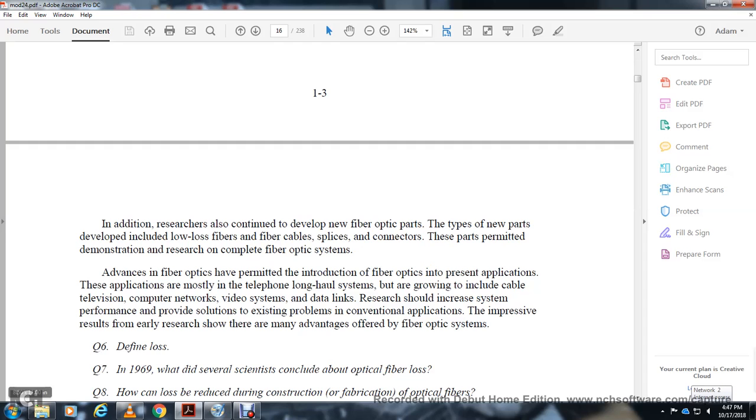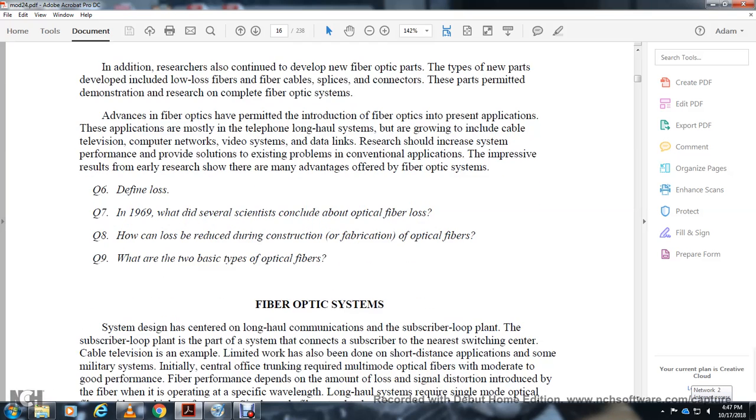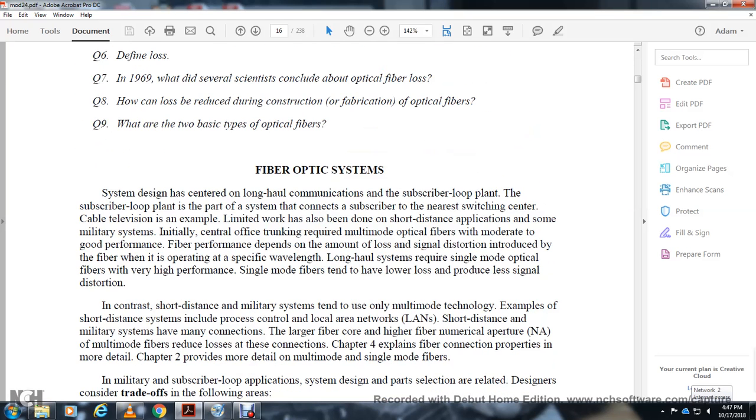Applications are impressive. The results of the early research showed that there are many advantages offered by fiber optic systems. Fiber optic systems were designed first for long haul communication and the subscriber loop plant. The subscriber loop plant is the part of the system that connects the subscriber to the nearest switching center. Cable television enabled limited work, and work has also been done on short applications.